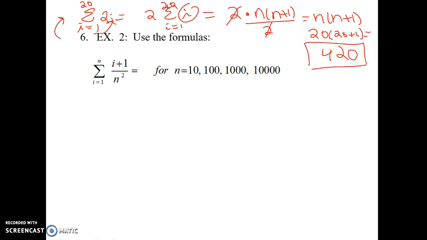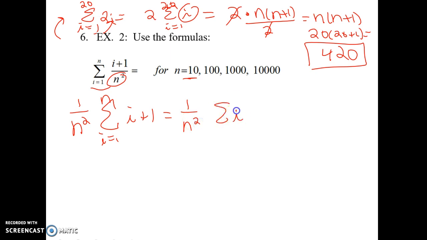Now let's look at the example here. First of all, n in a minute will be a number. So n is kind of like a coefficient. So this n squared can be pulled out of the formula. And then we're just left with i plus 1. We kind of have a polynomial. So we can break up this sum into the sum of i plus the sum of 1. Now the formula for the sum of i is n times n plus 1 all over 2.